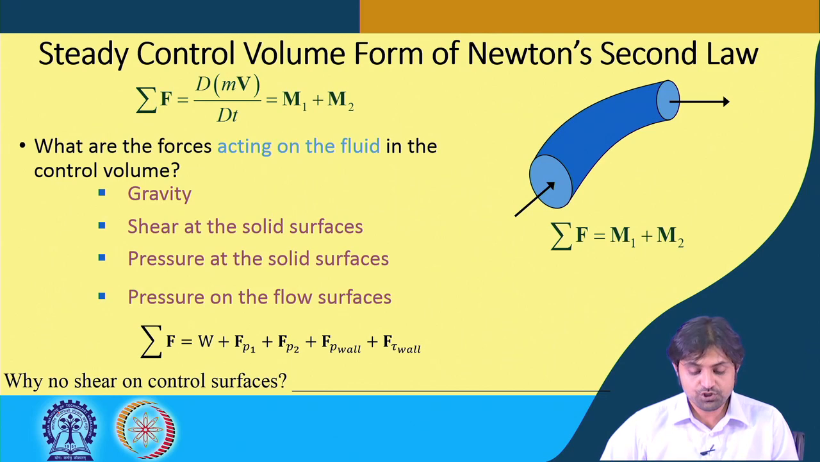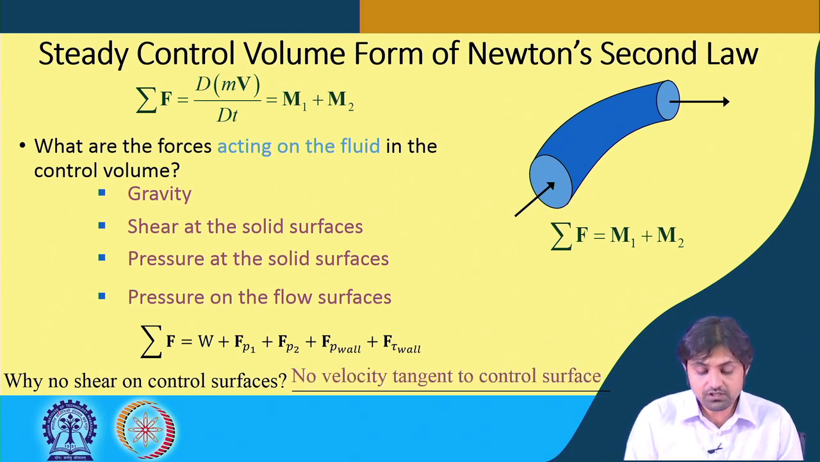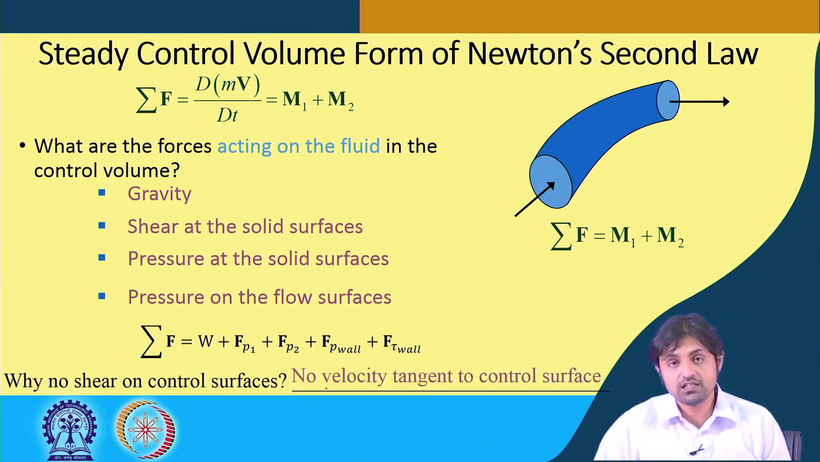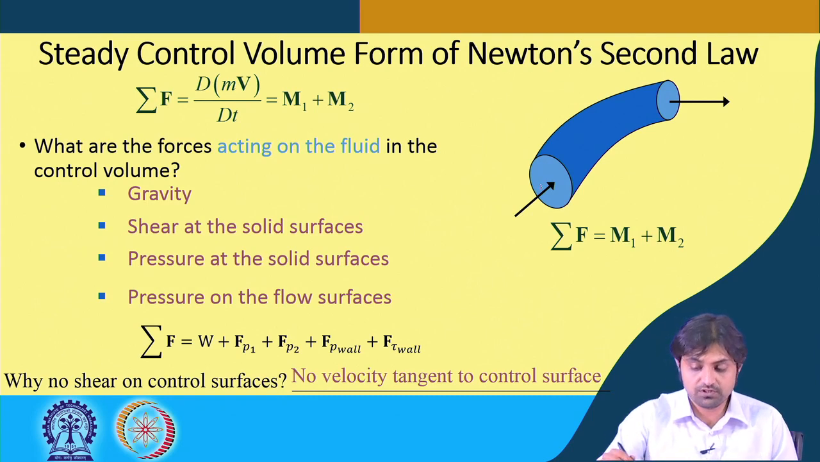Why is there no shear on the control surface? Because there is no velocity tangent to the control surface.